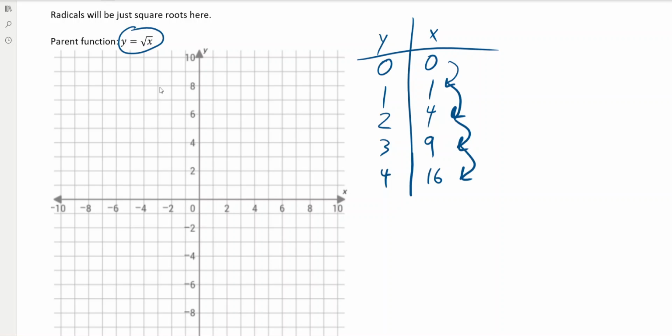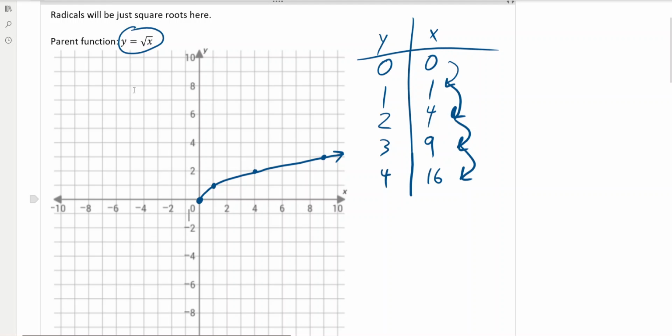So let's plot this on the graph and see what it looks like. First of all, we have 0, 0. That one's easy. Then 1, 1, and then 4, 2, and then 9, 3, and then we have something further. So it'll look like this. Okay, so this is the parent function, y equals square root of x.